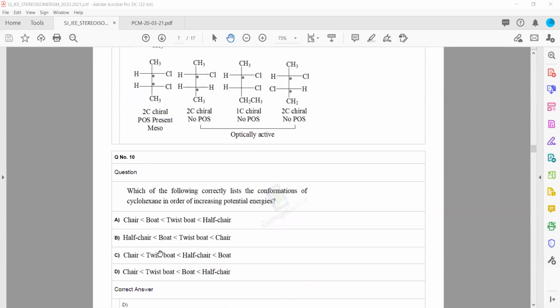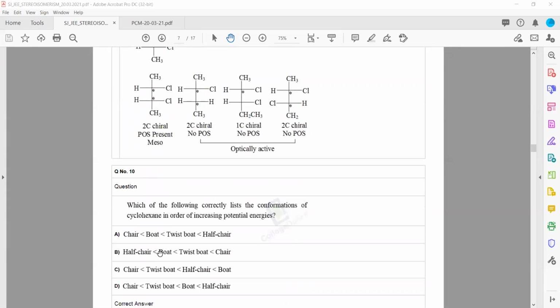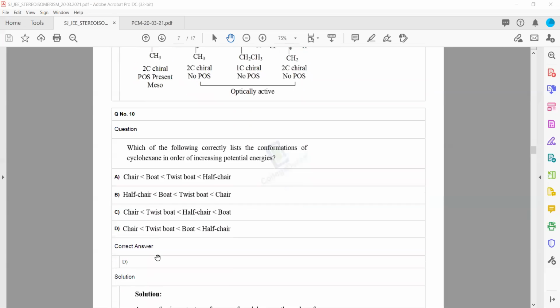Which of the following correctly lists the conformations of cyclohexane in order of increasing potential energies? Now, in terms of energies, which was having the highest energy? Half chair, then boat, twist boat, and the chair. Because we had seen the order of stability as chair, twist boat, boat and half chair. And in terms of energies, obviously the order is going to reverse, and that's why the answer is option D.